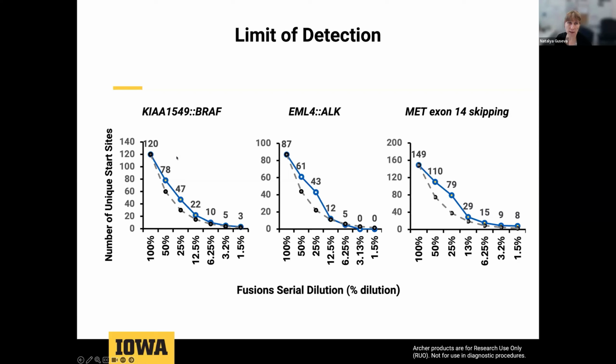If you have a high level of expression, you have more start sites at the beginning, and you can detect it further by our method, by our approach. If you have low expression in the first place, it's harder to see it in the lower dilutions.